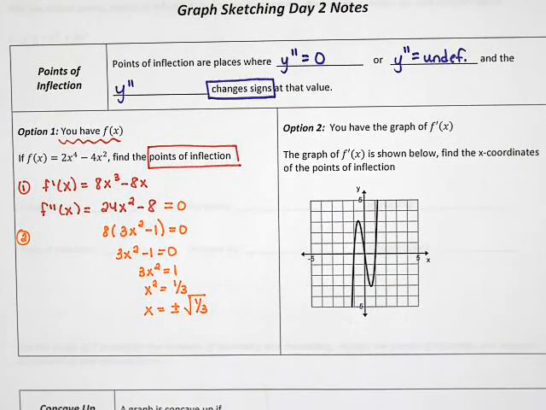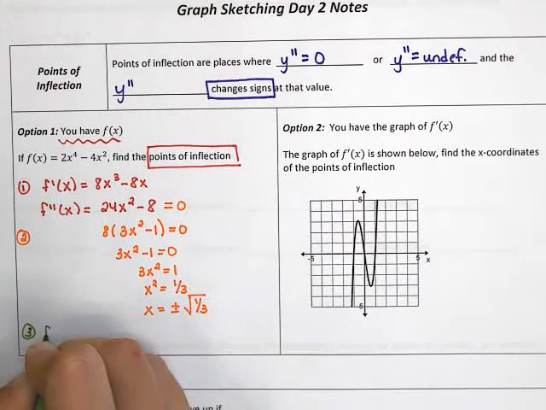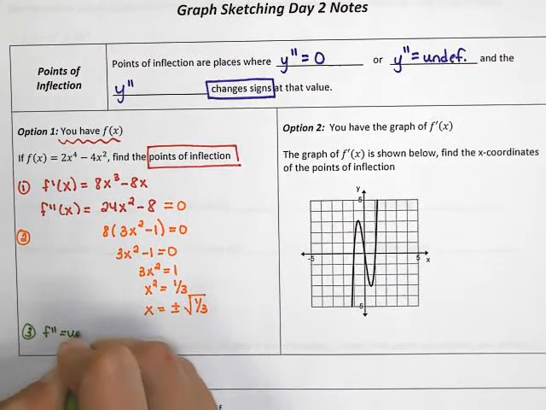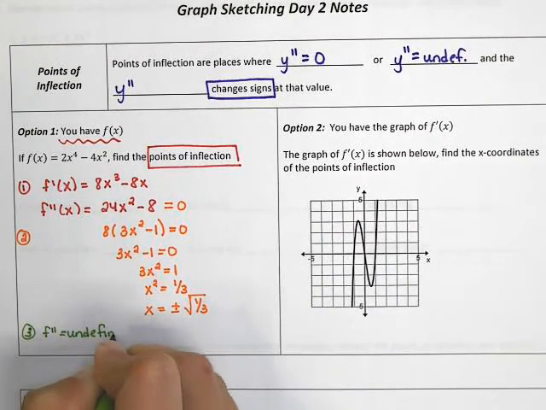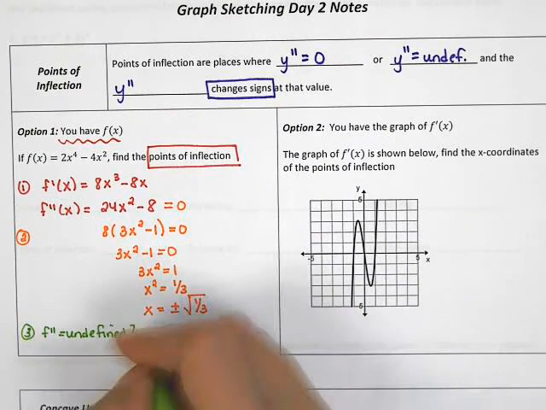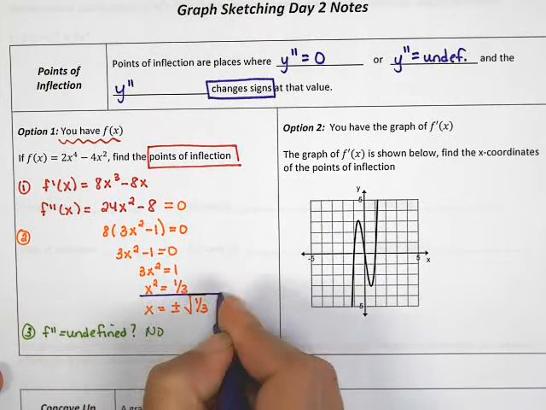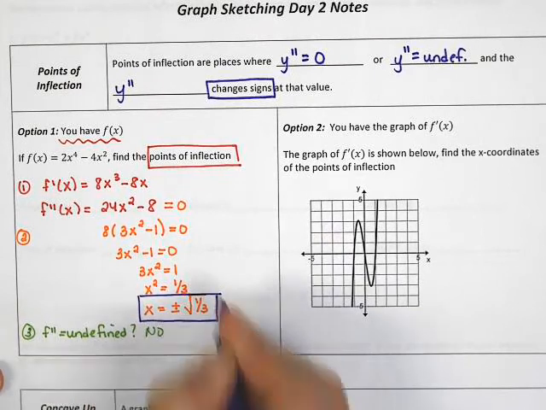As soon as I have those values, then I also need to think about, is my second derivative ever undefined? Because my derivative here is a polynomial, which means it doesn't have any corners or cusps or vertical tangents or anything like that, then we're never going to be undefined. So my final answer would just be x equals plus or minus the square root of 1/3.